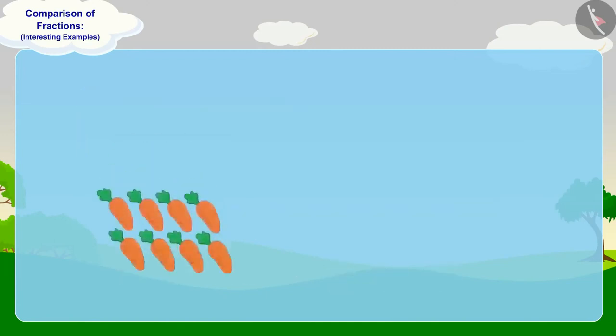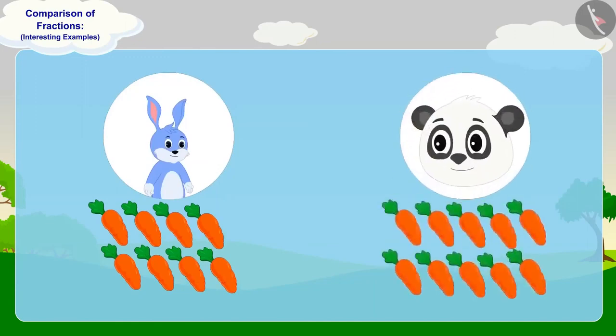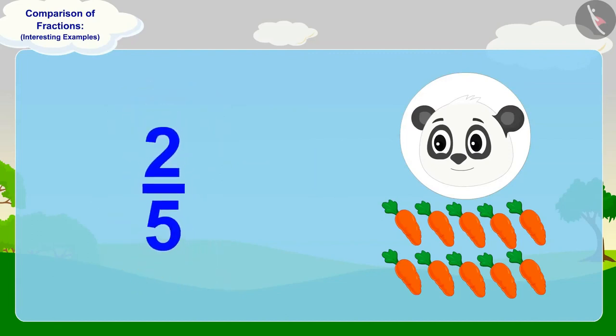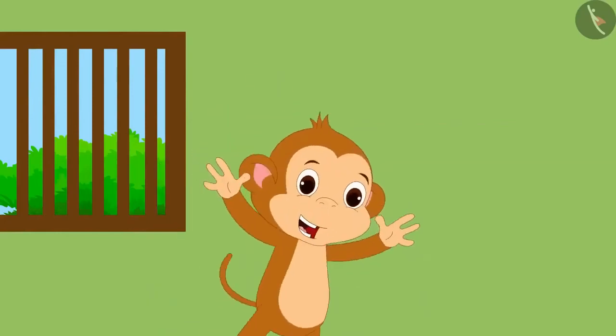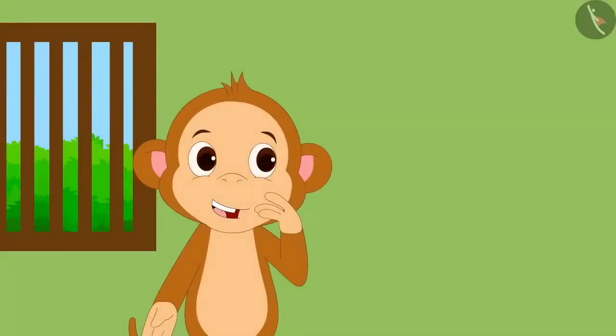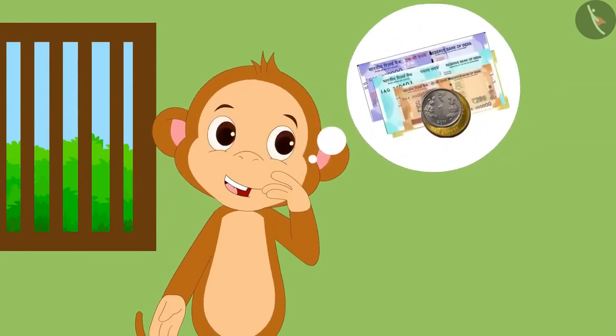Babban will give 8 carrots to Bunny and 10 carrots to Golu. Hence, Bunny will get lesser carrots than Golu. In this way, we can see that the fraction 2/5 is less than half. Babban became happier thinking about all this. Now, Babban is thinking that when he sells his vegetables in the market, he will get a lot of money.